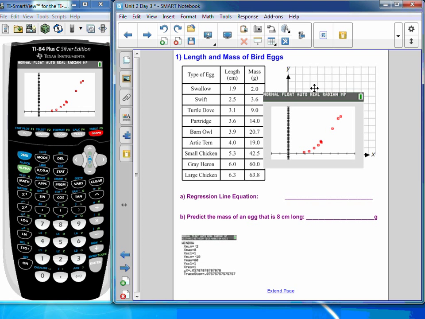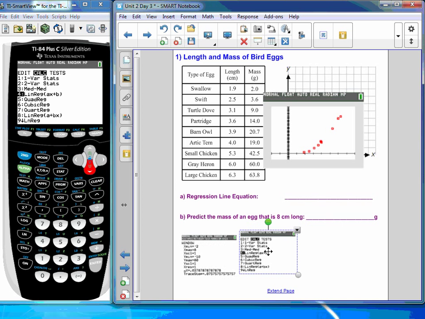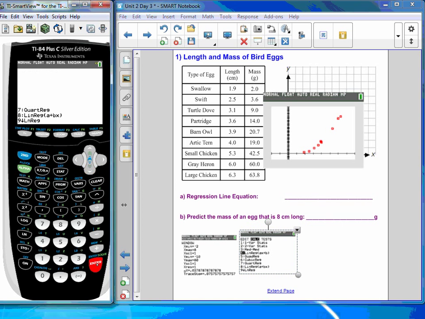All right, how do I get the equation? Well, we get to do our cool commands now. We can do stat. Everybody do it. Stat, calculate, right? We want stat calculate. The fourth option is LinReg. Then we want to store it. So where do we store it?